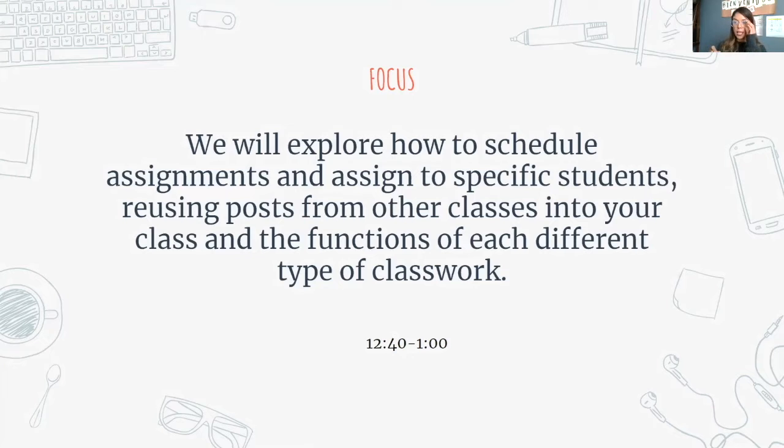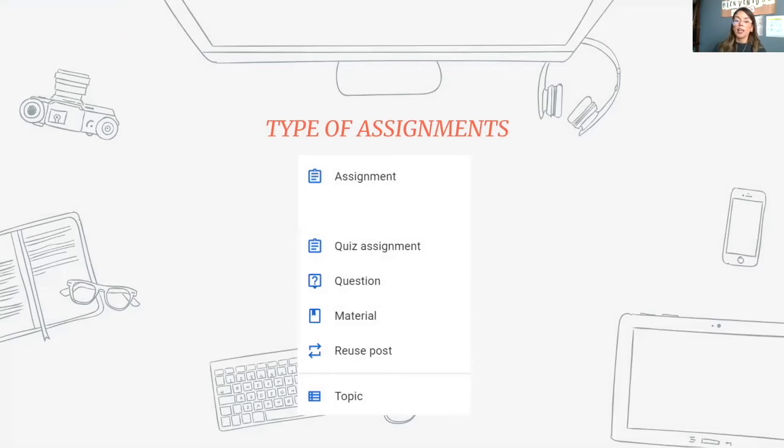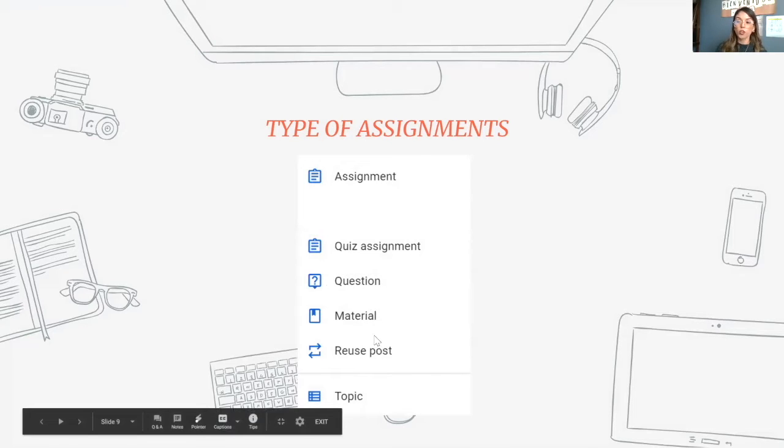The focus of today is that we're going to explore how to schedule assignments and assign them to specific students, how to reuse posts from other classes into one specific class, and the functions of each different type of classwork. The different types of classwork are the different types of assignments. You have an assignment, a quiz assignment, question, material, and reuse post. Those are the options that are going to appear when you click on create.